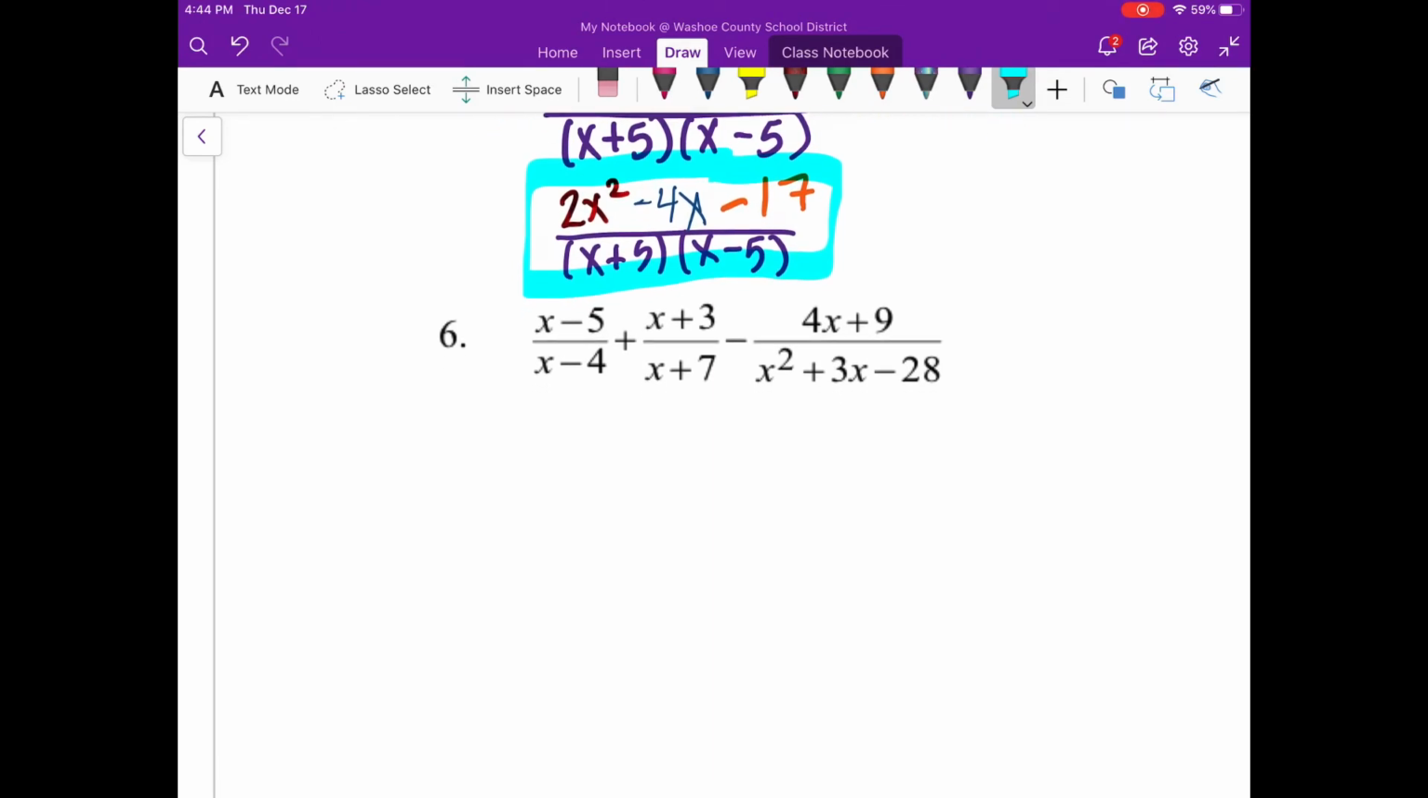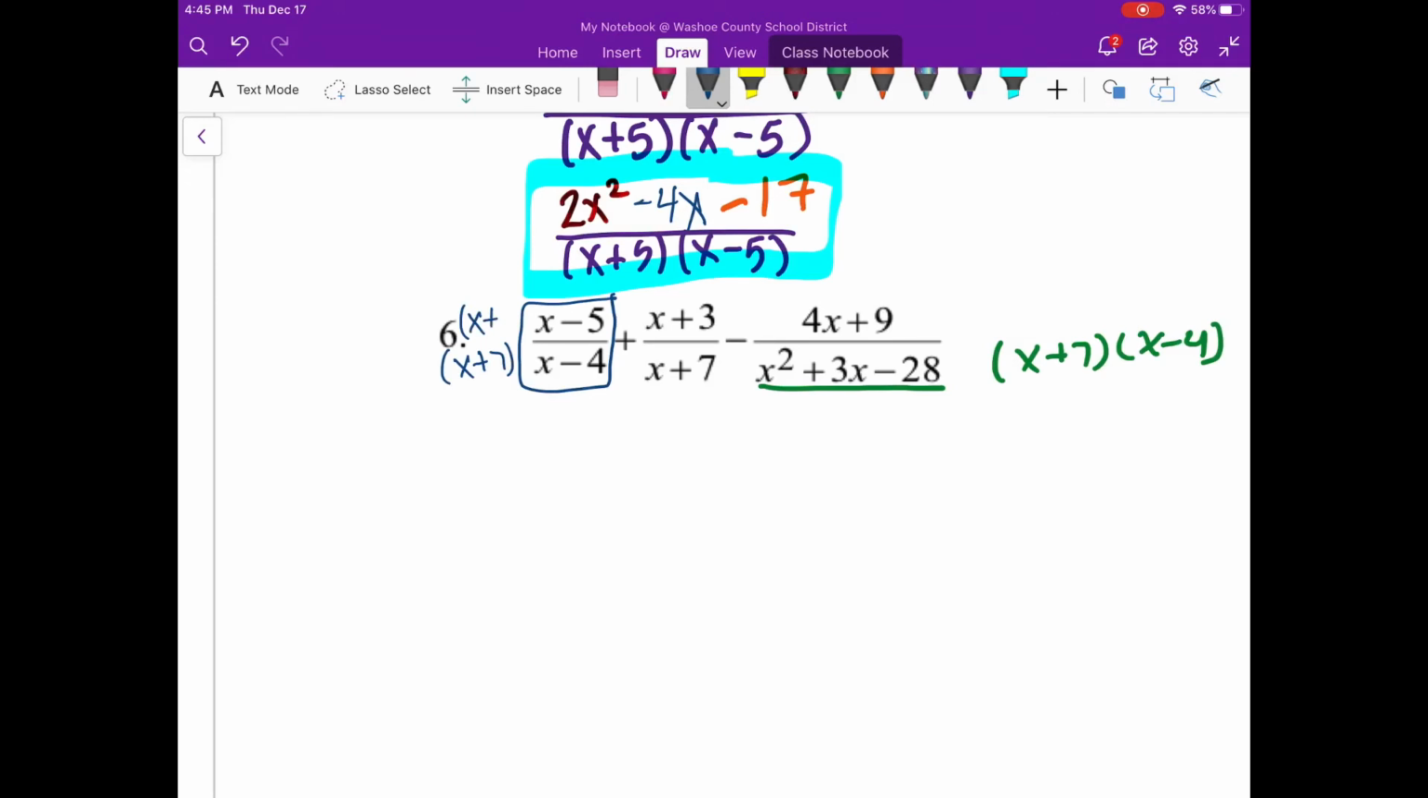Same idea with number 6. You want to factor the denominator and again see which factor either of those fractions is missing. So for the last fraction here, which is the one that needs to be factored, this right here is going to factor out to x plus 7, x minus 4. So then look at each fraction and see what each one is missing.